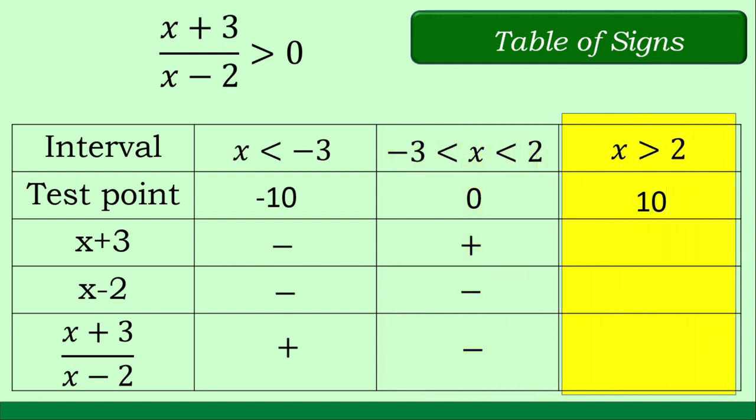X greater than 2. With our test point, positive 10. Here, positive 10, let's substitute that to our numerator. Positive 10 plus 3 will give us a positive answer. Positive 10 minus 2 will give us a positive result. And a positive divided by a positive will lead to a positive answer. So here, what we need to look into is the final answers, the final signs. So our final sign here is a positive. Allow me to annotate. This would be the positive sign. We have here a negative sign, and this will be our positive. So we are going to focus on those signs.